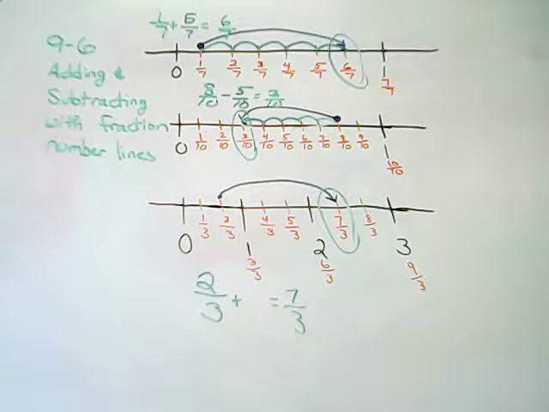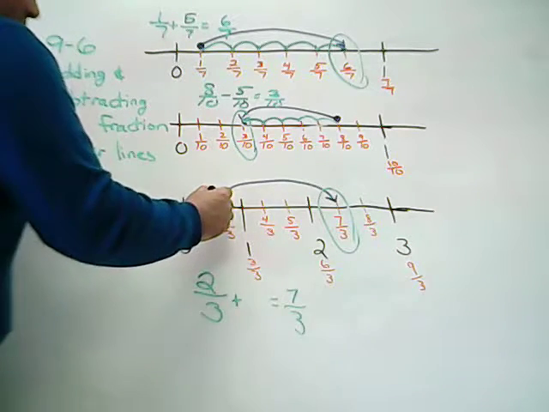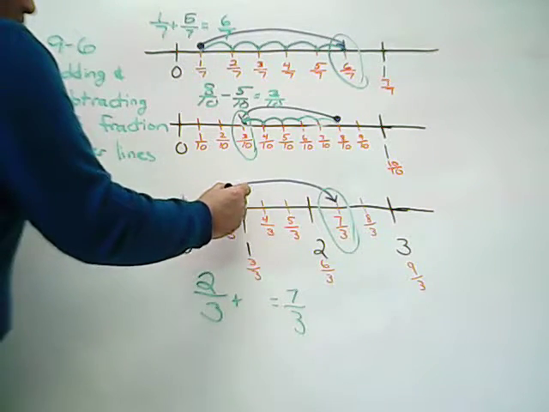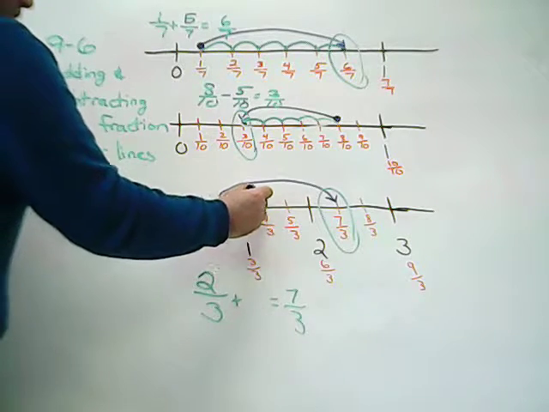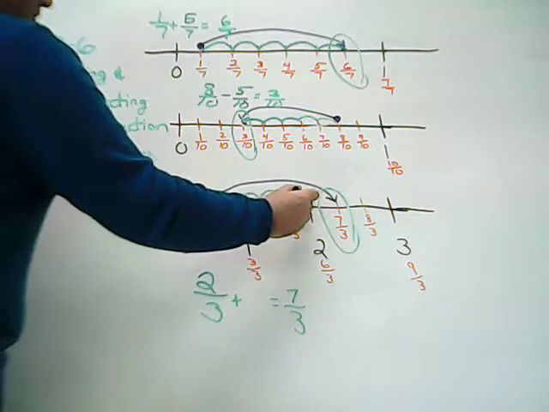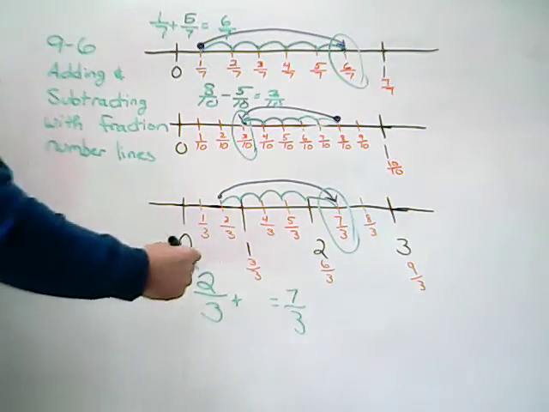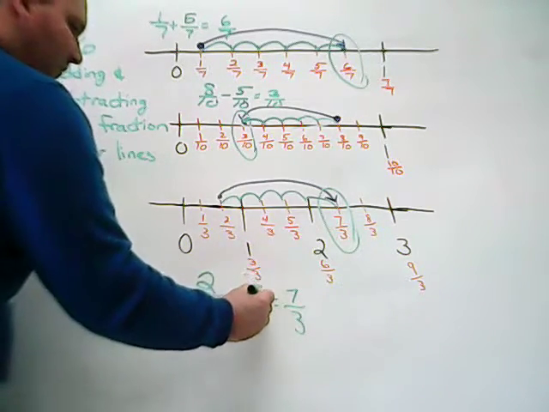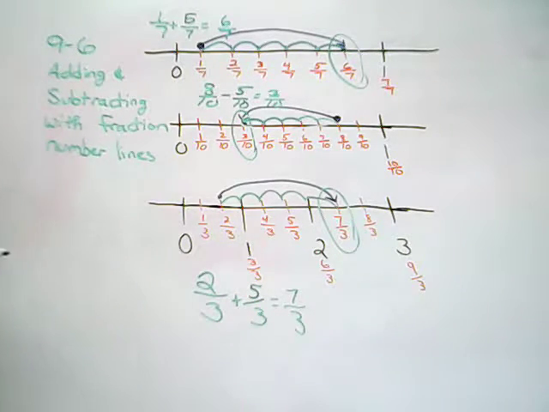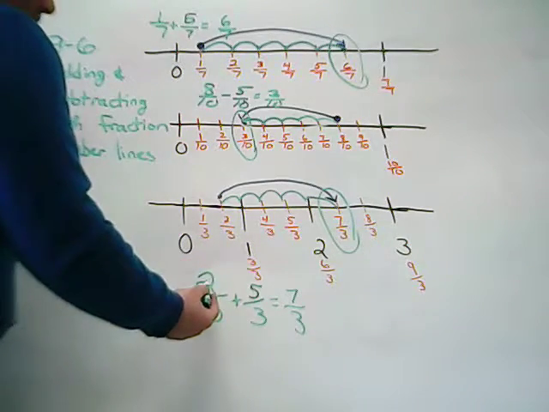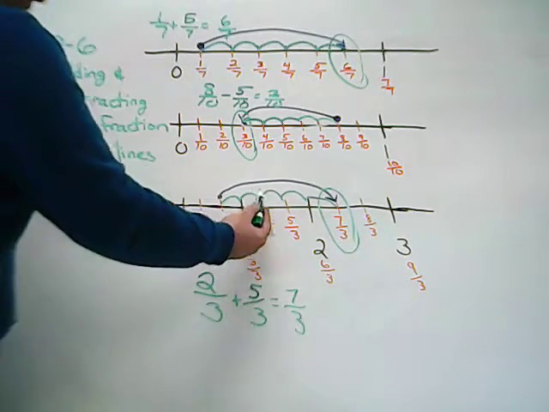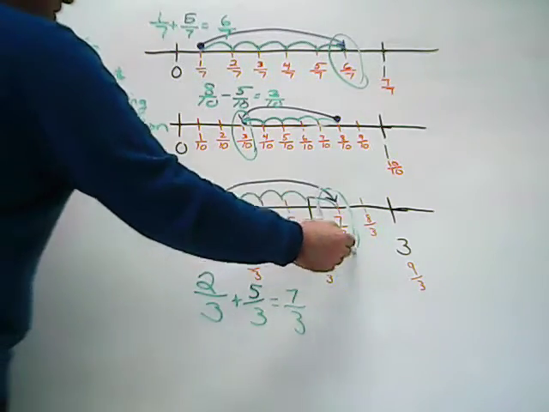I need to know how many jumps of thirds I made to go from 2/3 to 7/3. So I put my pencil on 2/3, 1/3, 2/3, 3/3, 4/3. I jumped 5/3. Yes, it is an improper fraction, and that's perfectly fine. Okay, that's not a problem this time. Next week, we're going to learn how to change these improper fractions into mixed numbers. So I went from 2/3 and I added 5/3 to it for a final destination of 7/3.